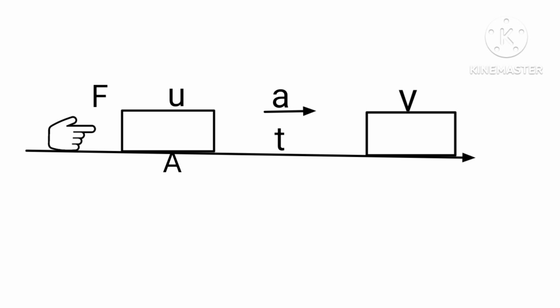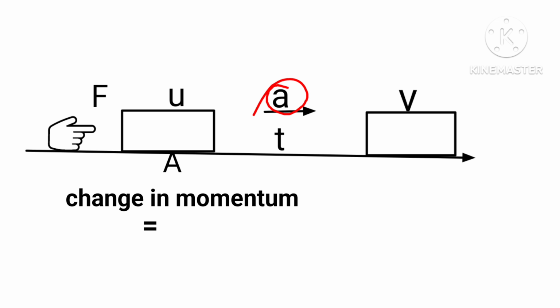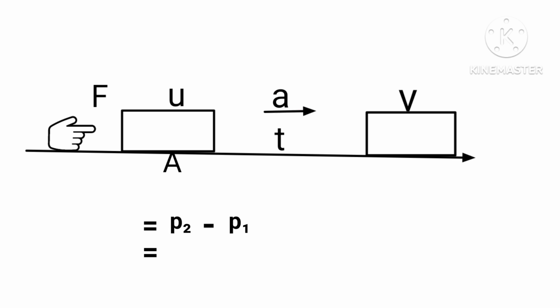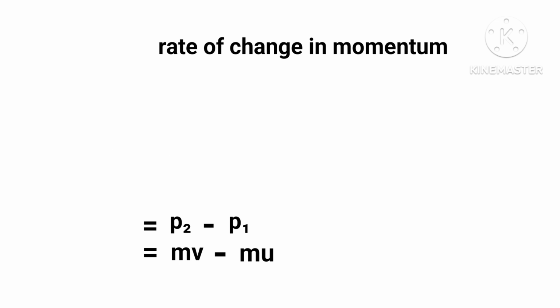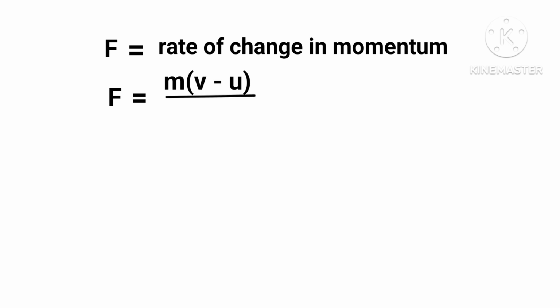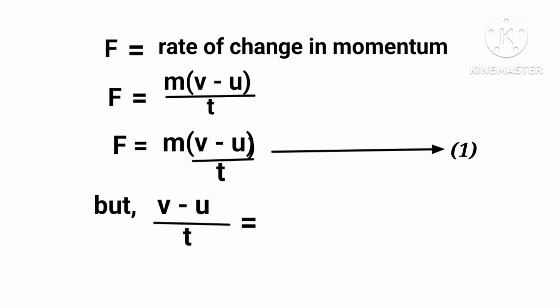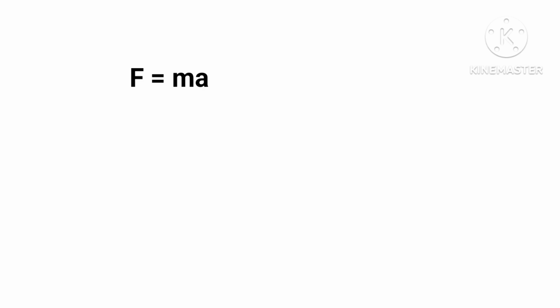Let a body of mass m be applied with a force F at a. The body moves with a velocity u, reaches b with velocity v, the time taken is t, and the acceleration produced is a. Then, change in momentum equals final momentum P2 minus initial momentum P1, equals mv minus mu. Now by Newton's second law of motion, the rate of change in momentum equals F. Therefore, F equals m(v minus u) upon t. But (v minus u) upon t is equal to acceleration a. Hence F is equal to m into a.